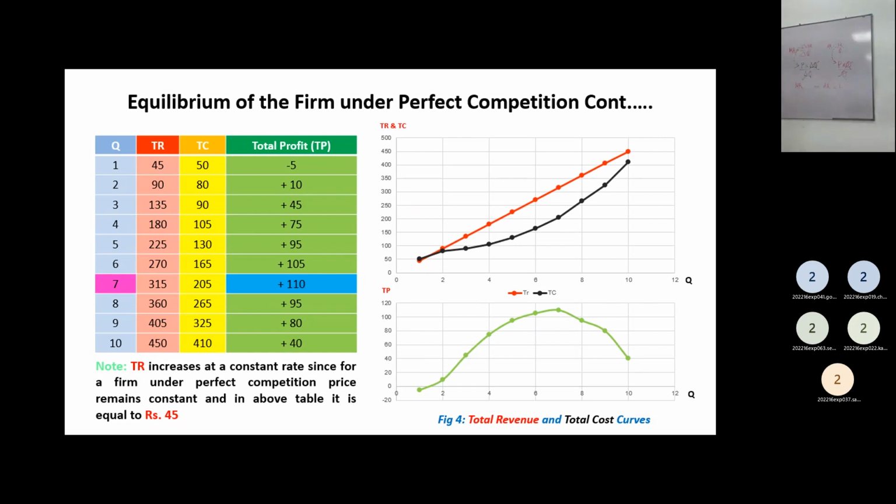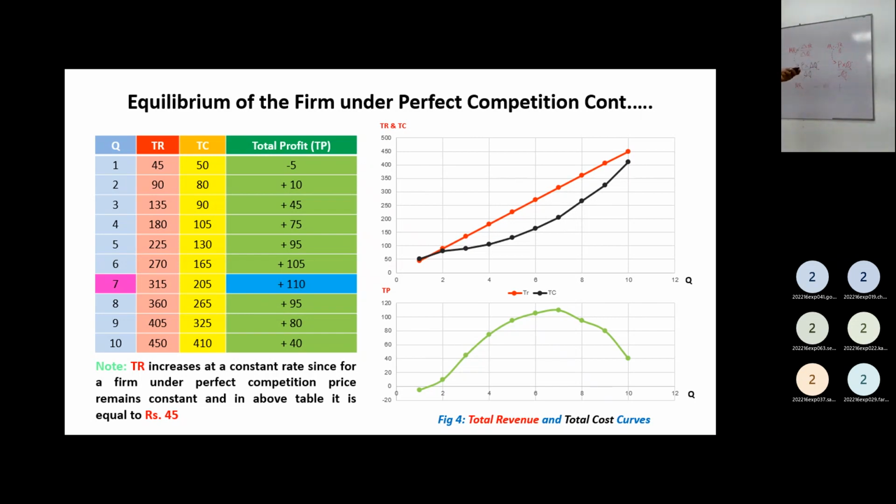If you look at this particular table, you could see outputs from 1 to 10 that the company is going to produce. Accordingly, these are the revenues and the cost for each output level, and these are the total profits the company is going to earn. Total profit is simply the difference between total revenue and total cost. When you sell one unit, your total revenue is 45 and your cost is 50. Accordingly, your profit is negative.